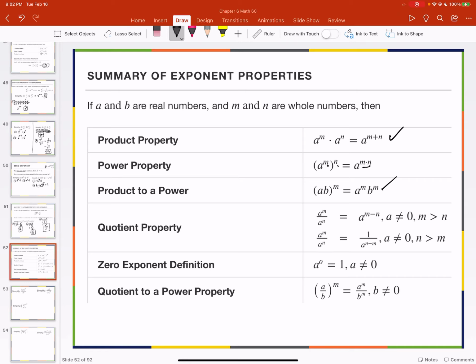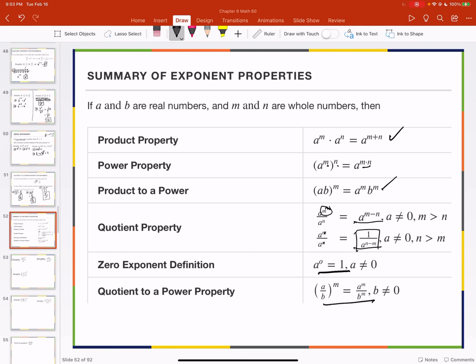Quotient, you subtract the exponents, but it depends on where the greater number is. If the larger exponent is in the numerator, then you leave it like that, top minus bottom. And if the greater number is in the denominator, then you would do bottom minus top, but leave it as a fraction where it's in the denominator. And then anything to the 0 power is 1, and then quotient to a power, you can distribute that.